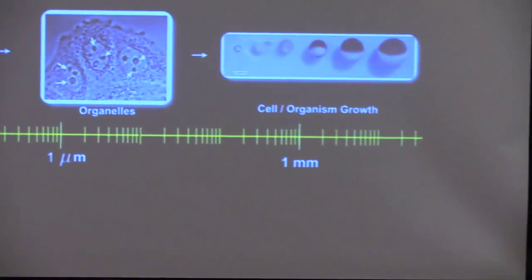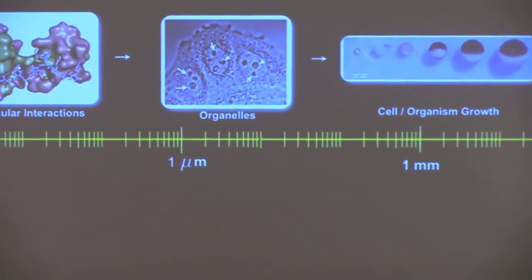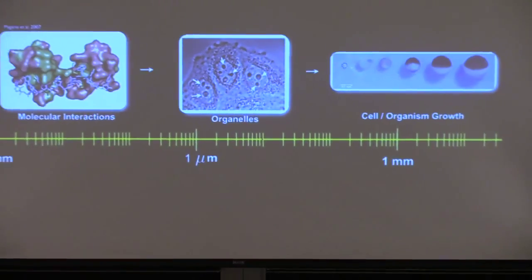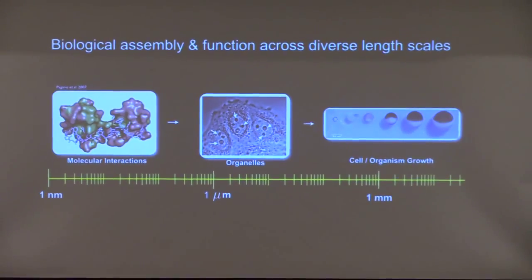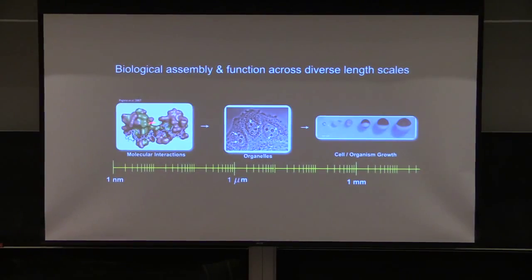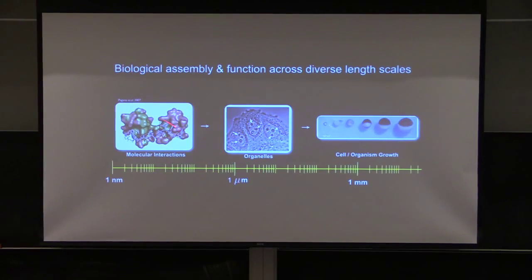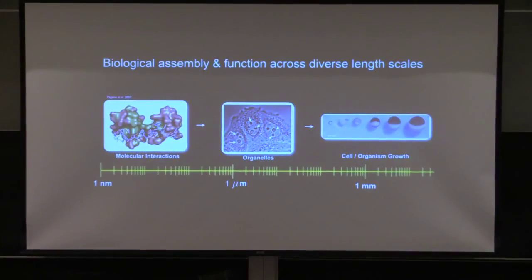So I'll tell you a little bit about some of the work we're doing in my group. We're really interested in biological problems and trying to use approaches from materials physics and soft matter physics to understand biological systems. We're interested in this question of self-assembly, and in particular how self-assembly in biological systems is able to span multiple length scales.